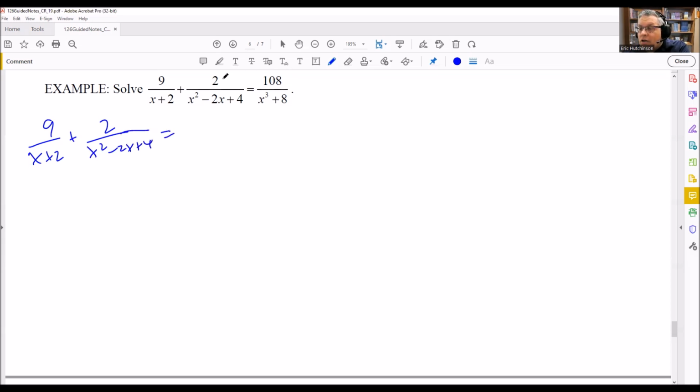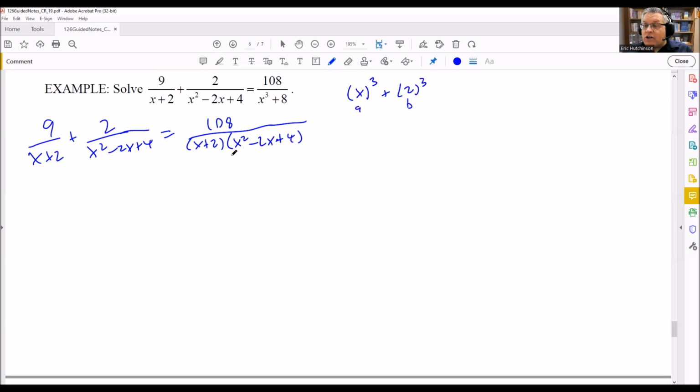And then on the right-hand side, we're going to use the sum of cubes here. Now that can be written as x cubed plus 2 quantity cubed. So the a is x and the b is going to be 2. So if we use that formula, we have a plus b, x plus 2. And then we have a squared, so x squared. And then we have a minus ab, which is going to be 2x, plus b squared, so 2 squared is going to be 4. And we see that's exactly the same things we have on the left-hand side.